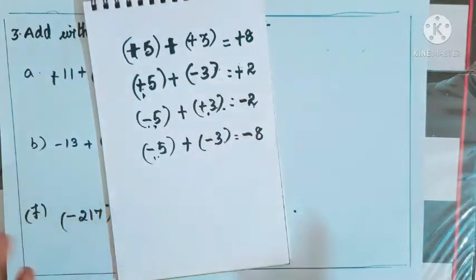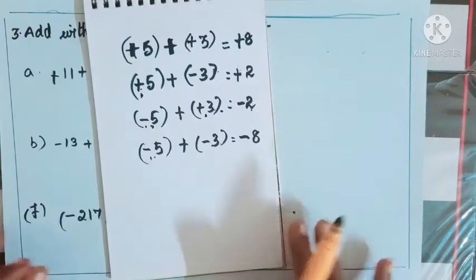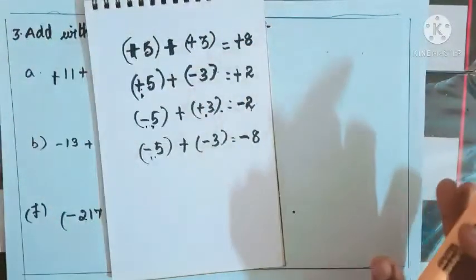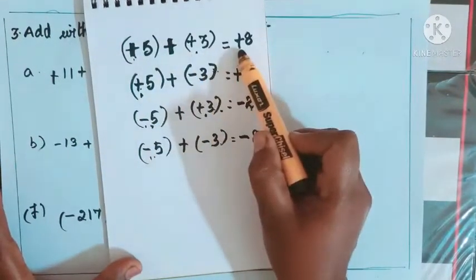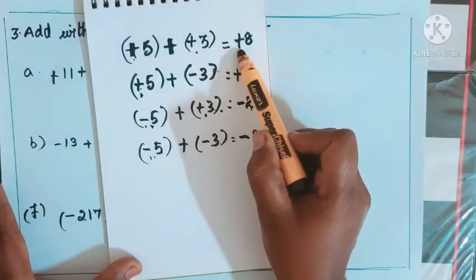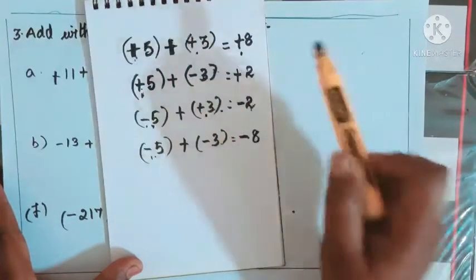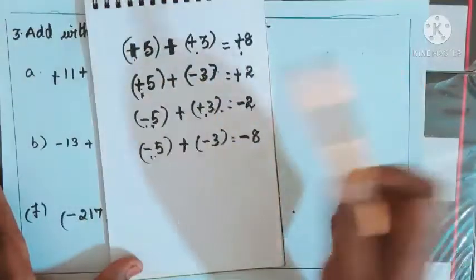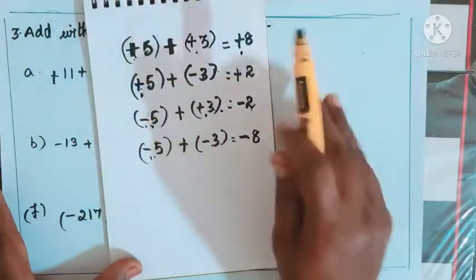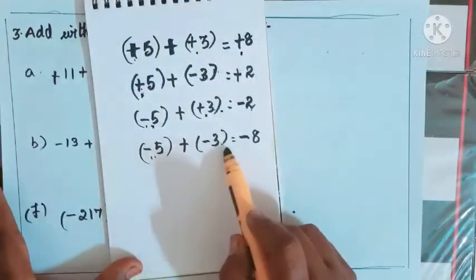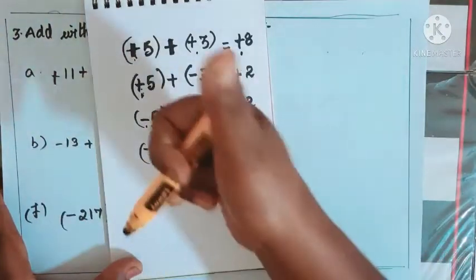Is that clear? This particular thing, you just copy it and keep it in your hand. So this 5 and 3 doesn't matter. The rule alone matters. All positive means you add them and put the positive symbol. Positive and negative means you subtract and put the bigger number's sign. Both are negative integers: you add them and put the bigger number's sign. This is the rule. Yes?